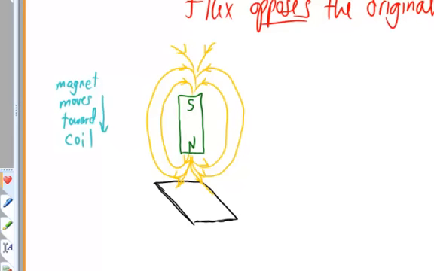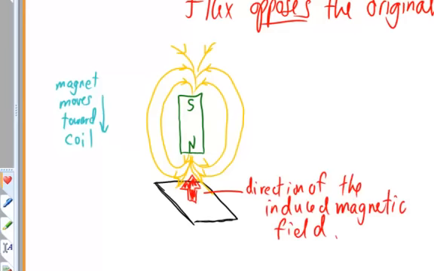Faraday's law says that when this magnetic flux changes, there's going to be an induced EMF that drives a current. Lenz's law says that the current that's in the loop is going to produce a magnetic field that opposes the changes in the flux. Well, what's happening? The flux is getting stronger. As the flux gets stronger, the coil is not happy. It wants to keep the flux the way that it was. So it's going to create its own magnetic field to try to oppose that change in the flux.